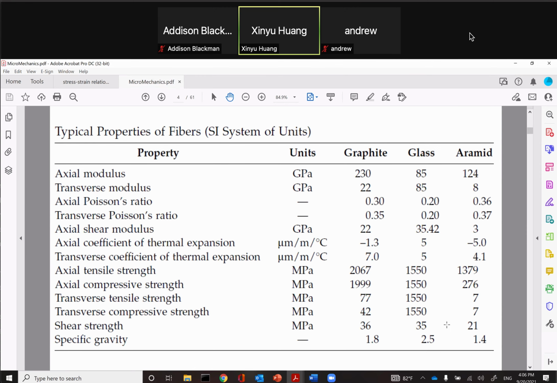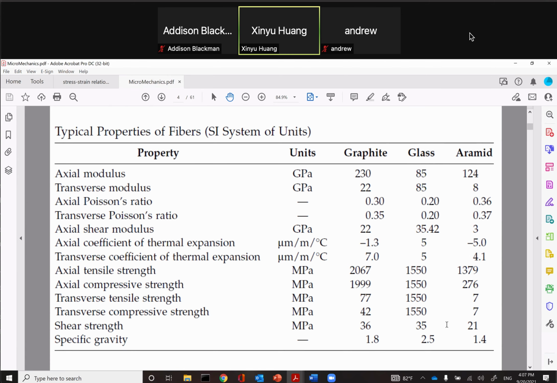All right. These are typical properties of fibers. We're talking about three representative fibers: a carbon-based material, graphite fiber, a glass-based material, and a polymer fiber. Aramid is the polymer fiber. So, three representative classes of fiber. These are the backbone of composites. They're usually used for reinforcement. So you see their modulus, and their transverse modulus if you load the other way.